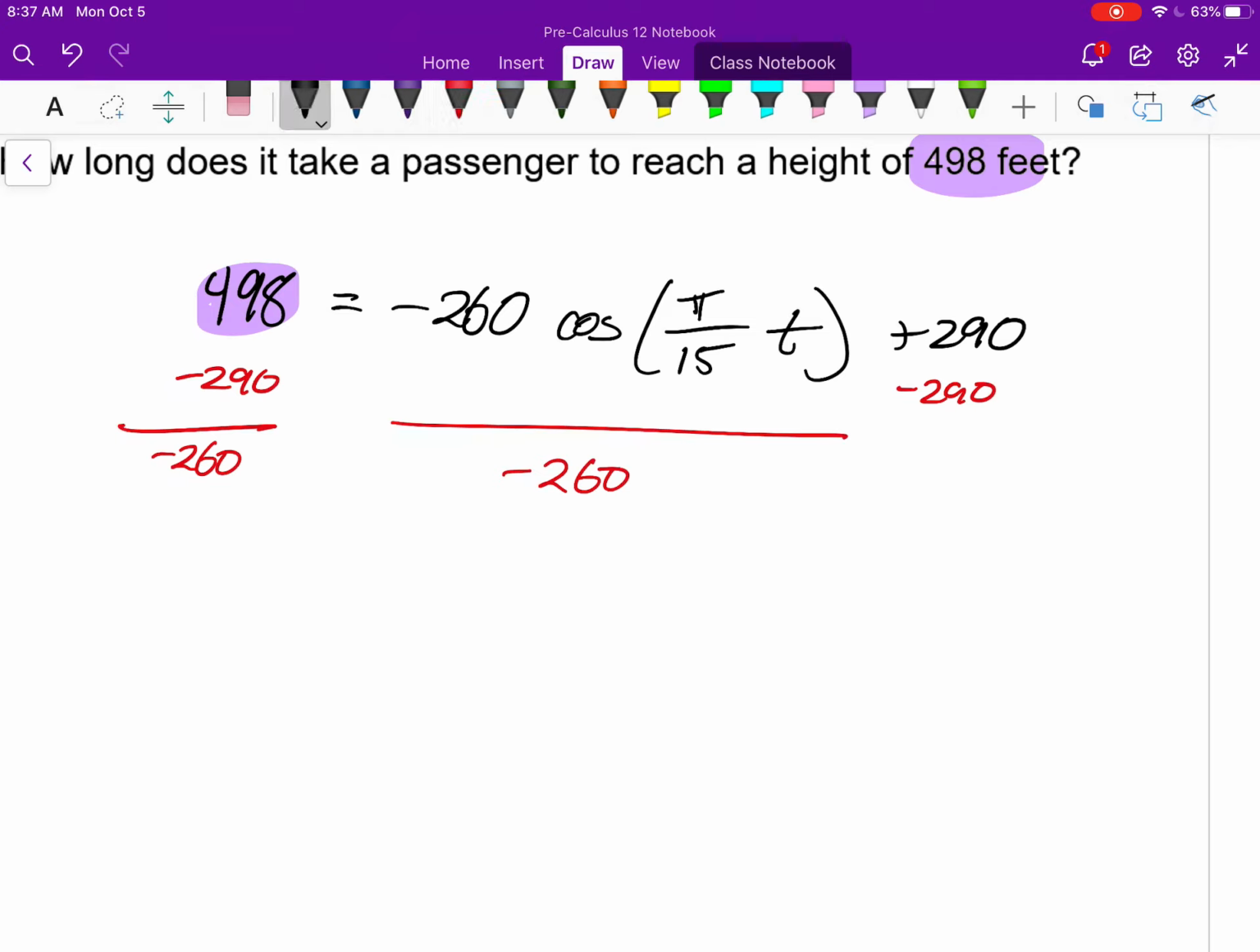If I do that, on the right-hand side, I have just the cosine of pi over 15 times t. On the left-hand side, I get negative 0.8.